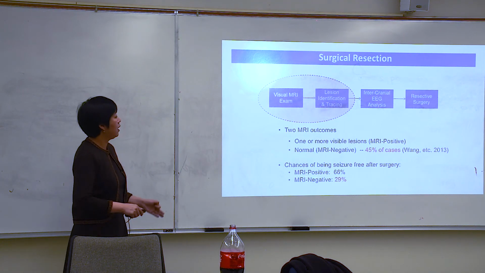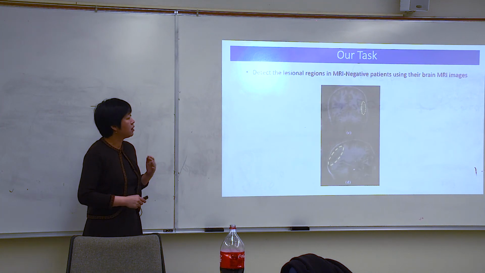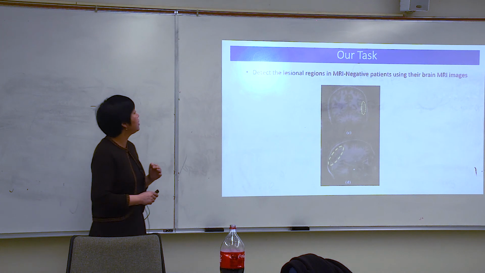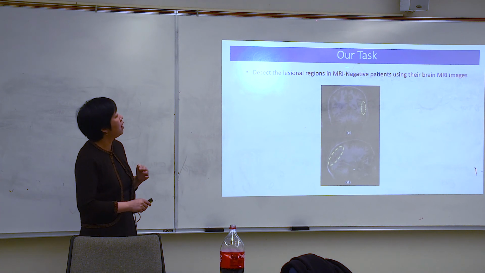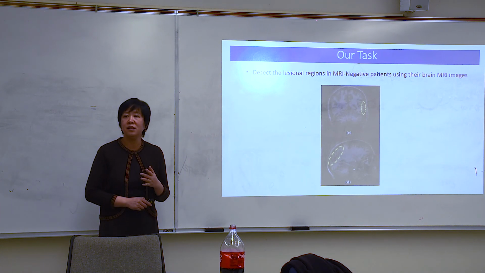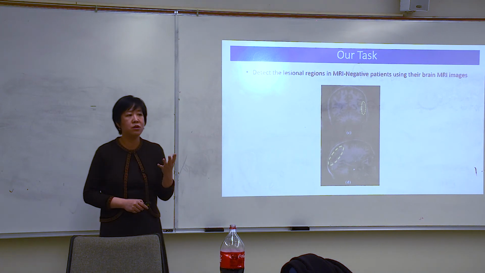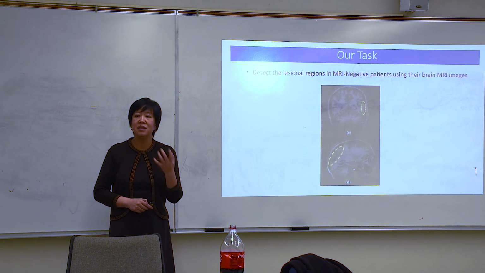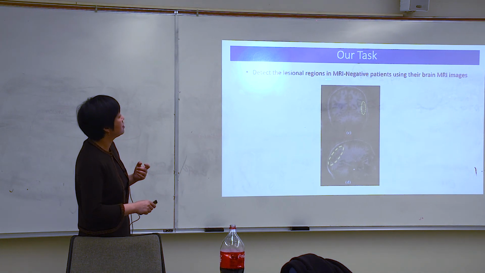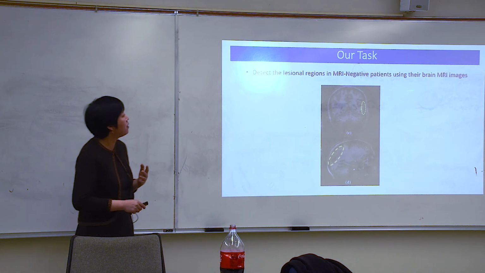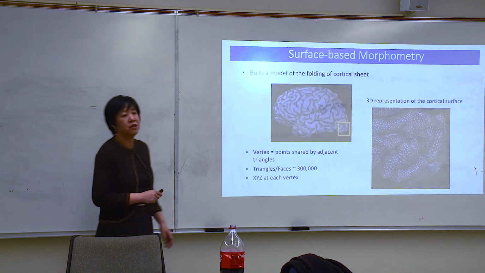So this is really a problem for those MRI negative patients. So our goal, working with the doctors from NYU, is to detect the lesional regions in MRI negative patients. That means when doctors cannot see anything, we think a machine learning algorithm can look pixel by pixel, comparing with normal brain images, and see something that human eyes cannot see. So that is our goal: to detect the lesional regions in MRI negative patients using their brain MRI images. So first of all, we need to model the brain to do that.